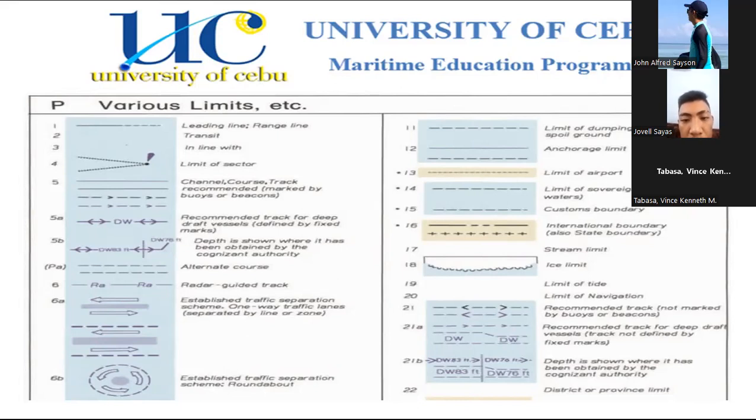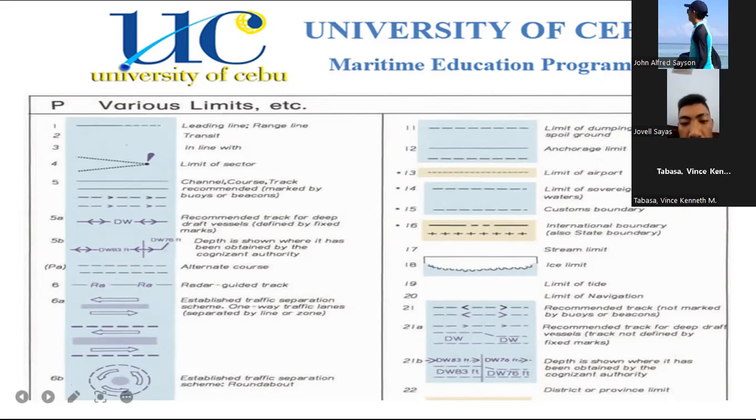12 is anchorage limit. 13, limit of airport. 14, limit of sovereignty, territorial waters. 15, customs boundary. 16, international boundary, also state boundary. 17, stream limit. 18 is ice limit. 19, limit of tide. 20, limit of navigation. 21, recommended track not marked by buoys or beacons. 21A, recommended track for deep draft vessel, track not defined by fixed marks.